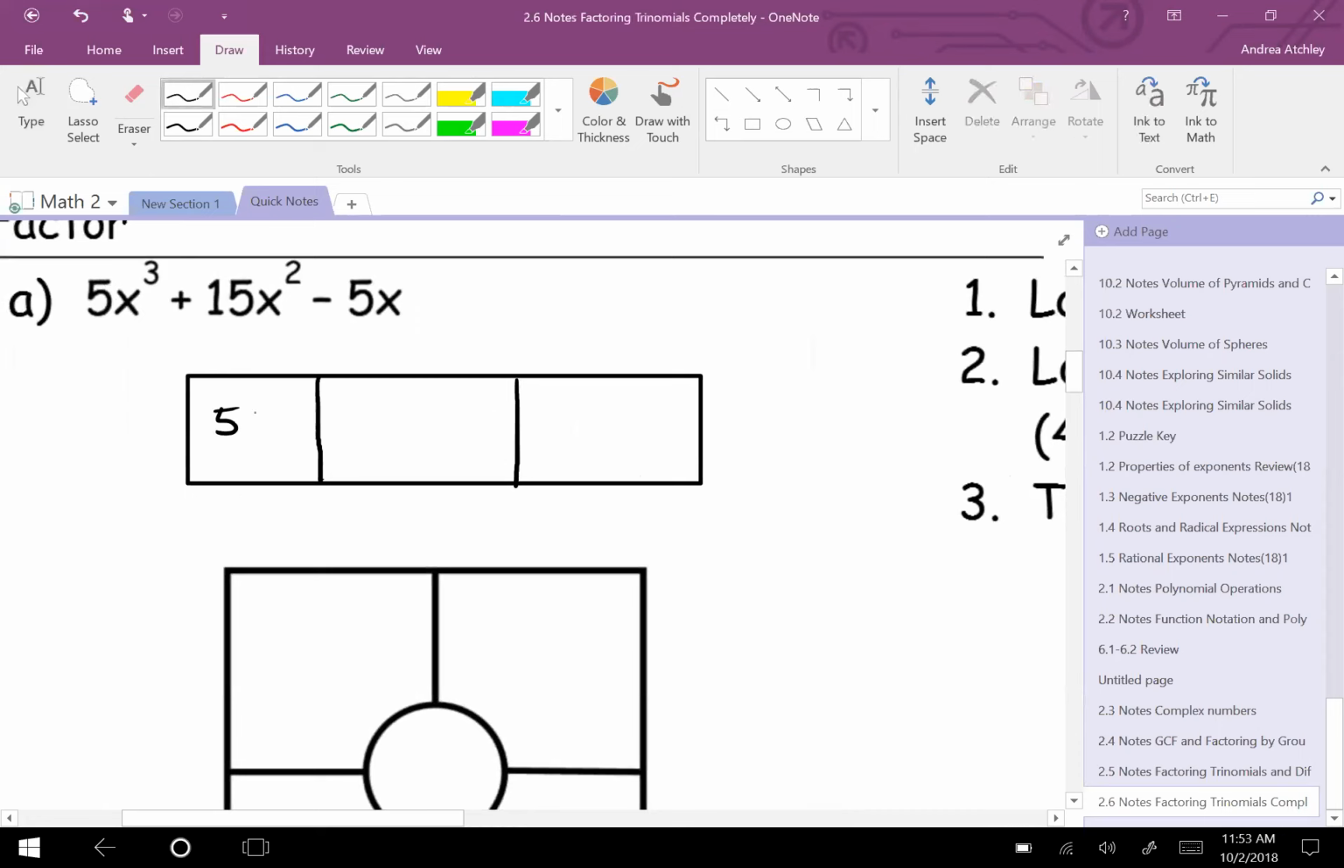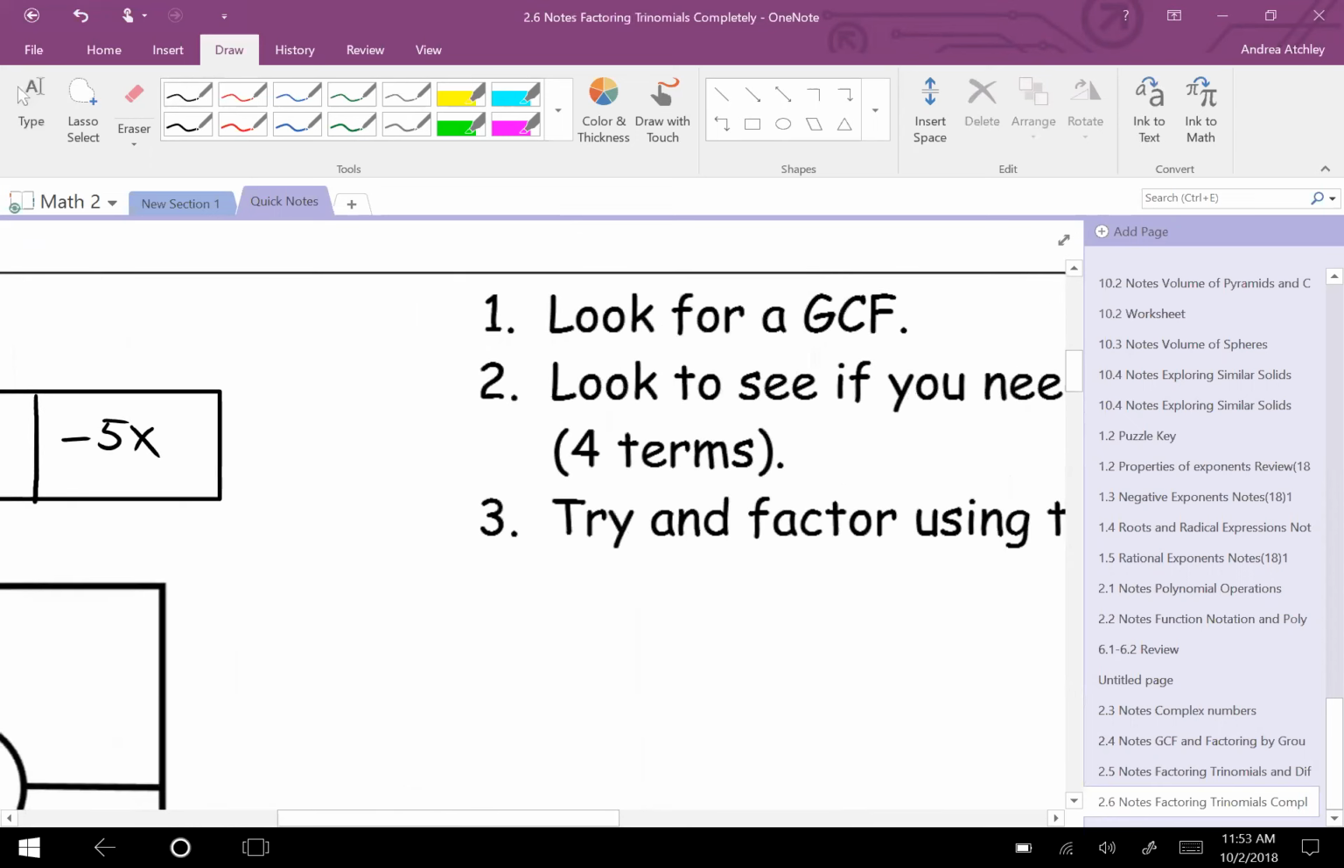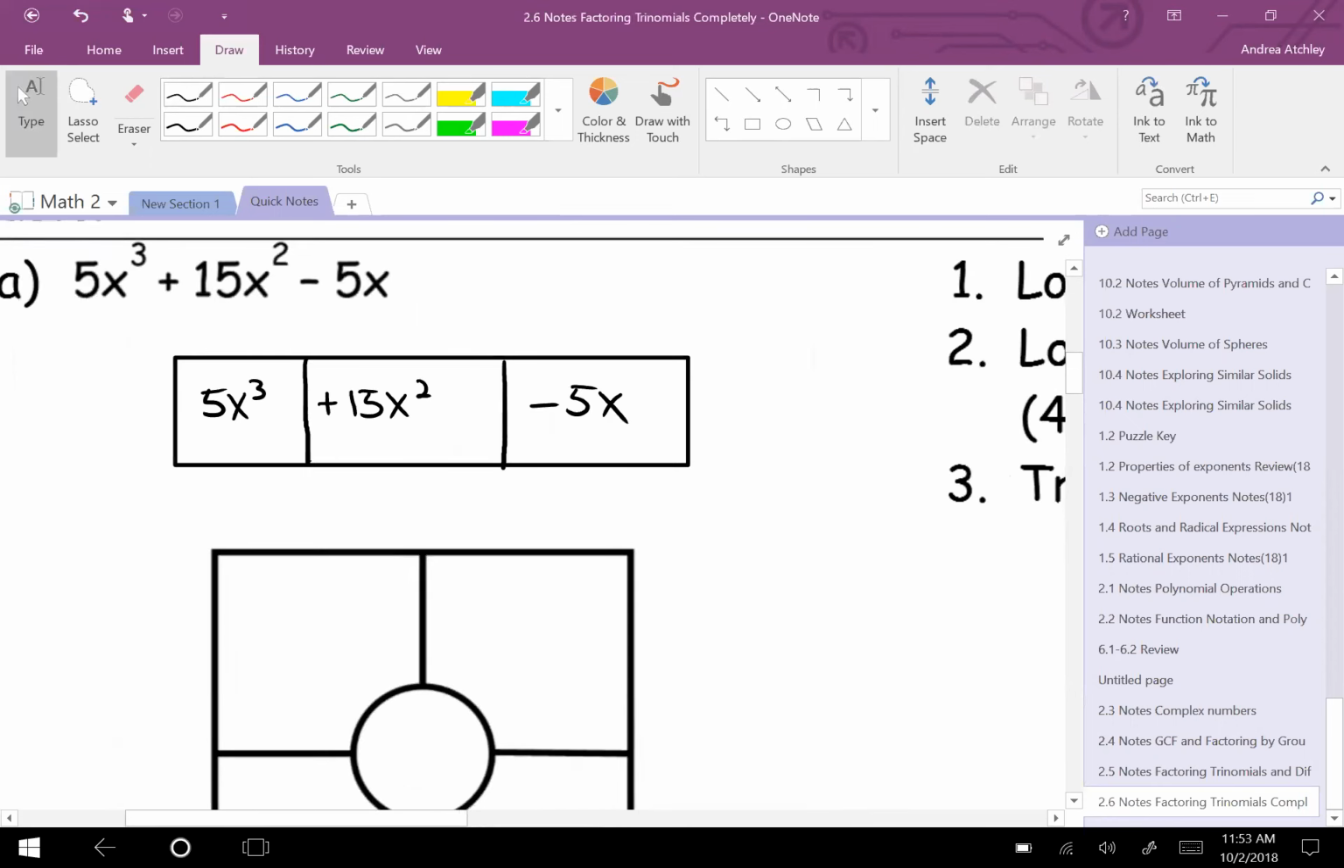So it's 5x cubed goes in the first box, positive 15x squared goes in the second box, and negative 5x. And we want to look for the GCF. Okay, what number can they all be divided by? 5. Okay, and then for the variables, do they all have a variable in common? All right, they all have x. And what's the smallest amount of x's I have? Just x to the first, or x. So I can factor out 5x.